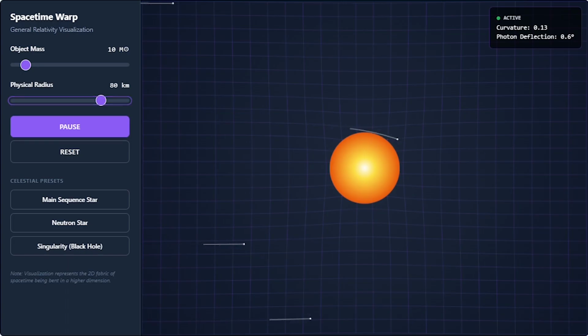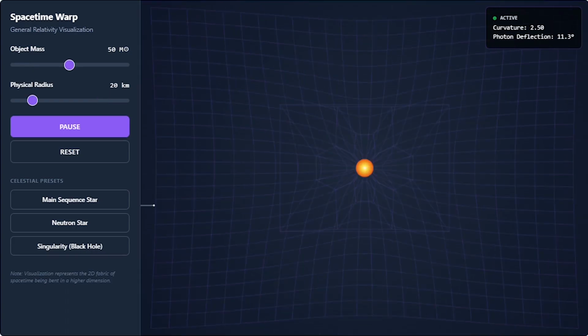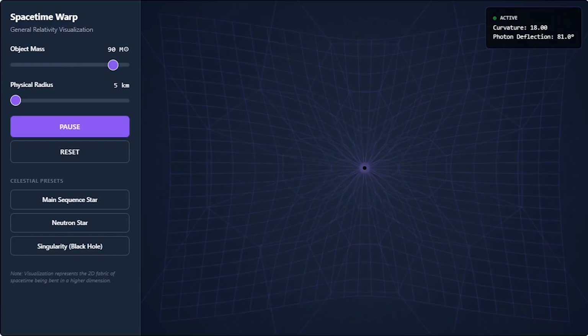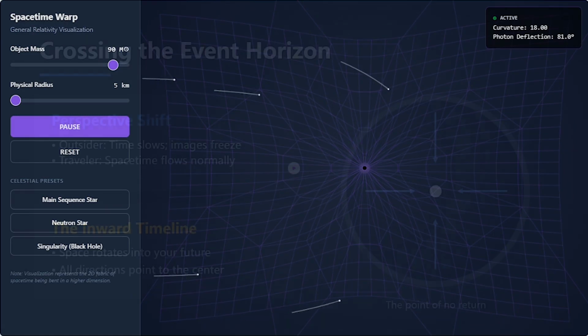As we shrink the object size without losing mass, the density increases, making the gravity well much steeper. With a neutron star, the mass is higher and the radius is small. The slope of spacetime becomes incredibly steep near the surface. Finally, look at the black hole. The mass is concentrated into such a small volume that the curvature becomes infinite at the center, creating a singularity. Try adjusting both sliders yourself. Observe how the extreme warping of a black hole prevents even light from escaping its event horizon.